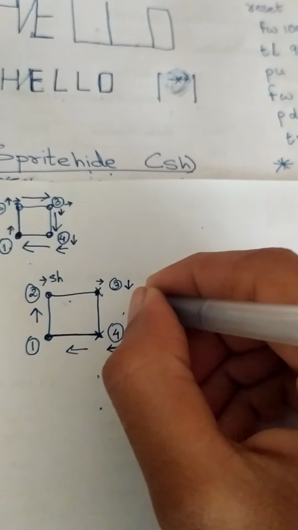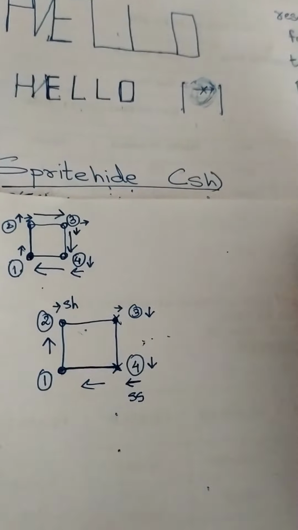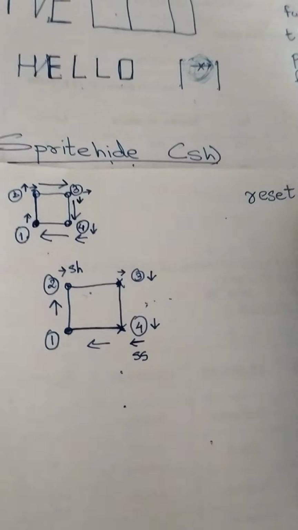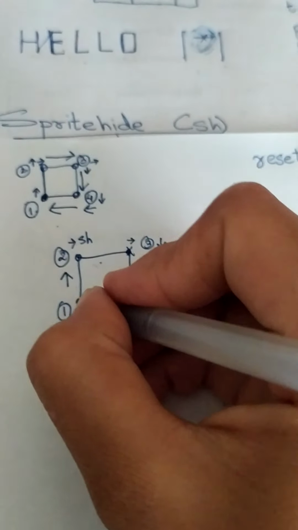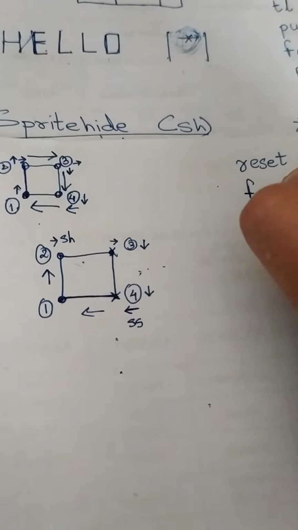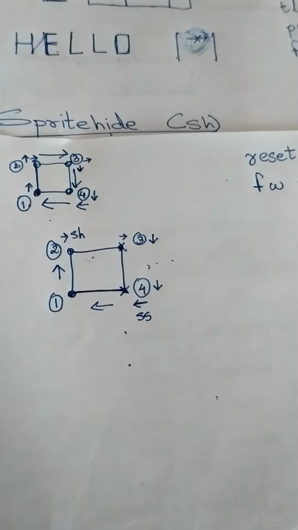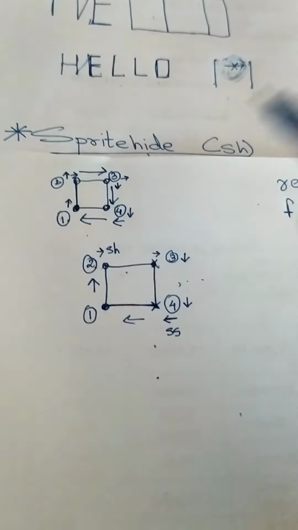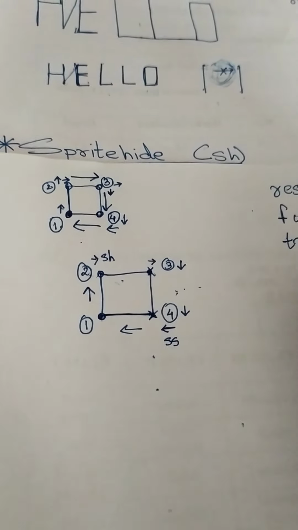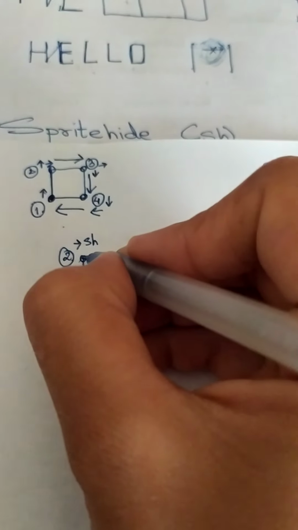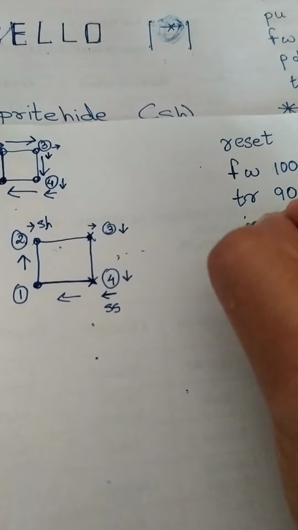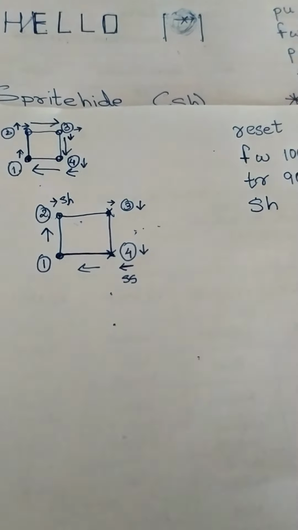Now, let us write the commands for this. Firstly, reset. Then the turtle is over here. So first is move forward 100. The turtle has come over here. Then turn right 90. Now I want to hide the turtle. So, spirit hide.